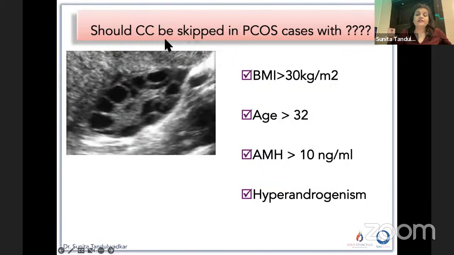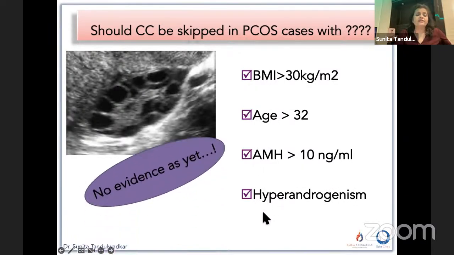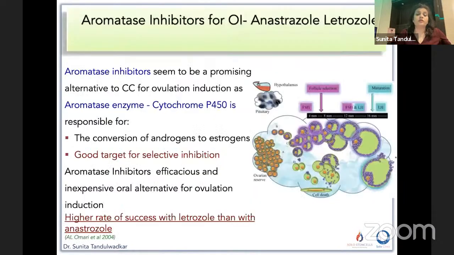Should CC be skipped in a PCOS, high BMI, elderly age group? AMH is very high, hyperandrogenism. Can I screen? There is no evidence yet. But we all should be talking about letrozole now, because evidence is saying letrozole.